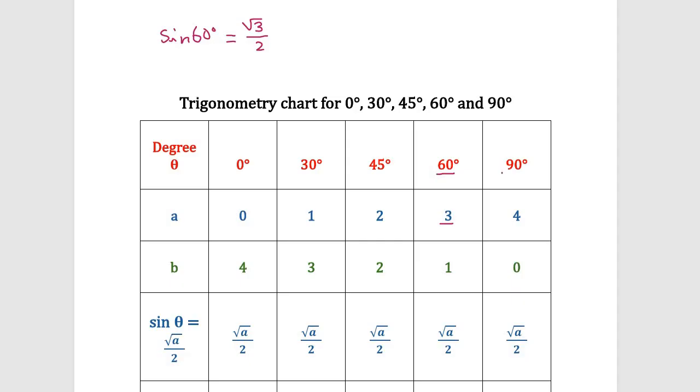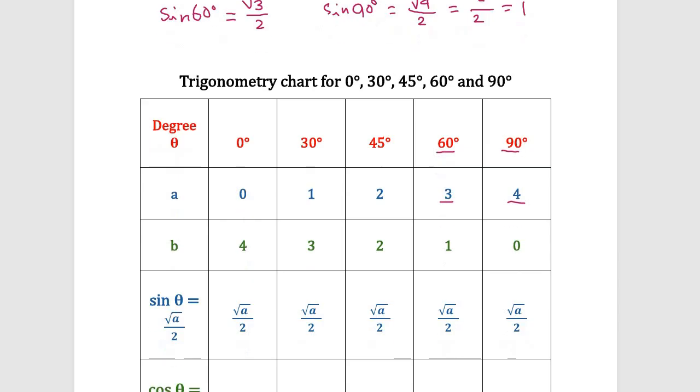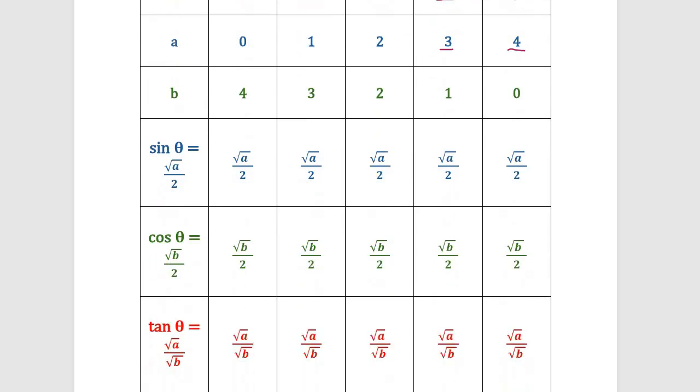Next, if we consider 90 degree, the value of a is 4. So we get sin 90 degree equals square root of 4 by 2 equals 2 by 2 equals 1. So sin 90 degree equals 1. In this way, by applying this chart, we can get all the values of sin theta, cos theta and tan theta.